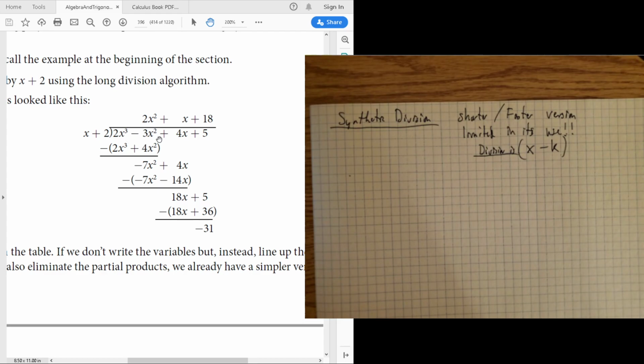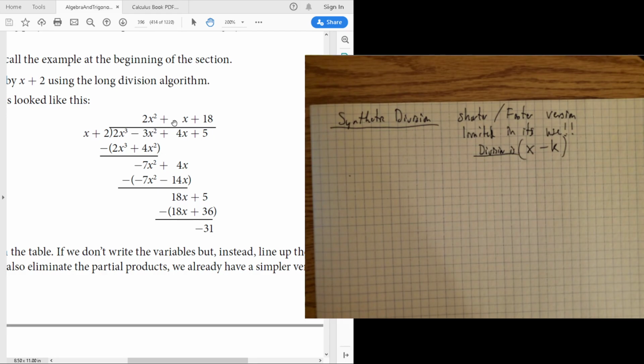2x cubed minus 3x squared plus 4x plus 5. That's our original dividend. We are using x plus 2 as our divisor. And notice the first step was we take 2x squared times x to get 2x cubed, 2x squared times 2 to get 4x squared. The first two terms match, which is how we know we've done it right. And then we subtract. Notice we subtract both pieces, so it becomes negative 2x squared and negative 4x, just making sure to distribute. And negative 3x and negative 4 becomes negative 7x squared. Drop the 4x down.